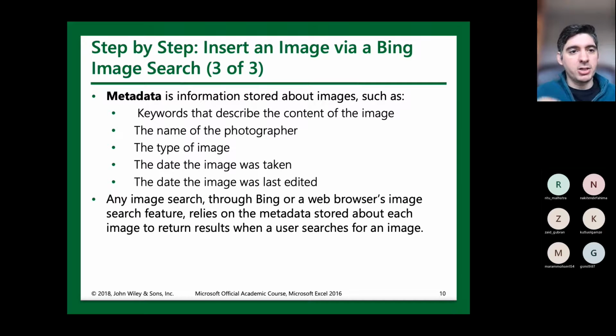Now, metadata is information stored about images, like keywords that describe the content of the image, the name of the photographer, if that's saved in the file, the type of image, the date the image was taken, the date the image was last edited. And there's other things in metadata too. So if you have an iPhone and have your location services turned on, which they are as standard, it'll also store the location in terms of GPS coordinates where you were when you took that photo.